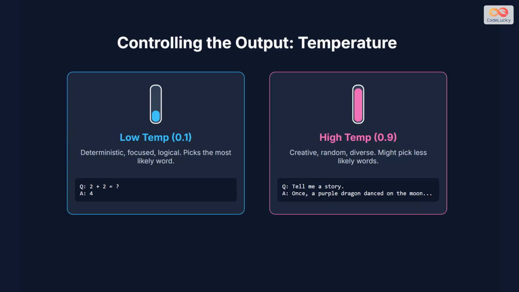We can control the model's personality using a setting called temperature. Low temperature makes the model conservative. It always picks the most likely word, making it good for math or coding. High temperature allows it to take risks and pick less likely words, which can result in more creative, surprising, or poetic outputs.